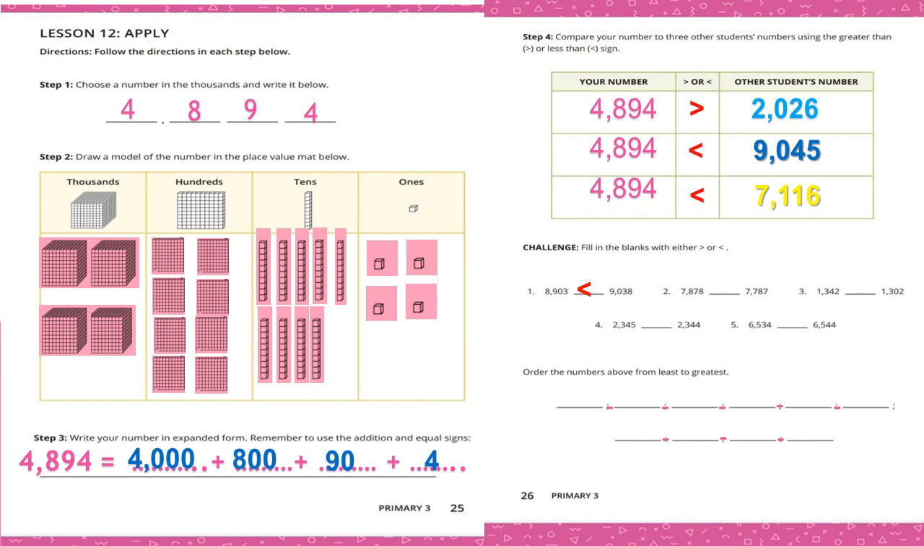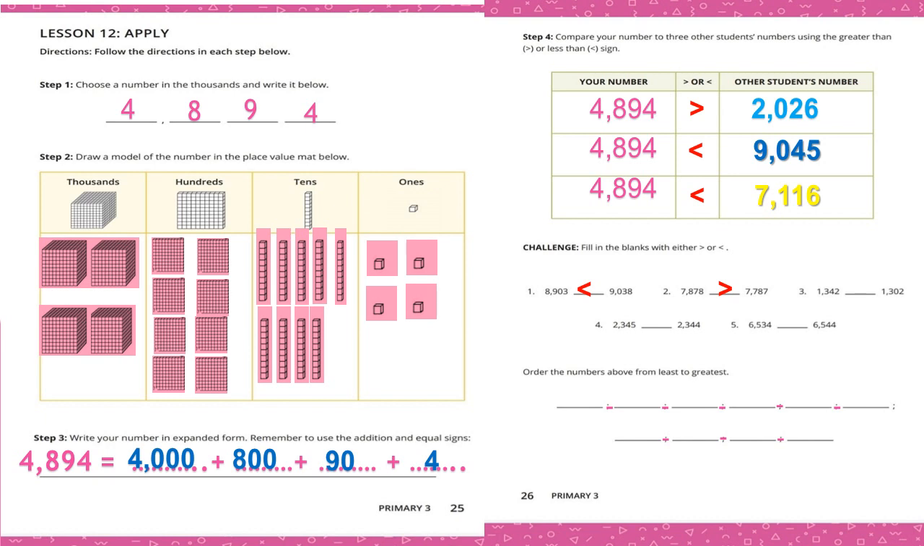Number 2, 7,878 and 7,787. Which is the greatest? We have here 7 in 1,000, also we have here 7 in 1,000. Then look at the next digit, the number in the hundreds. We have here 8, but we have here 7. Then the greatest number is 7,878. So we make greater than.